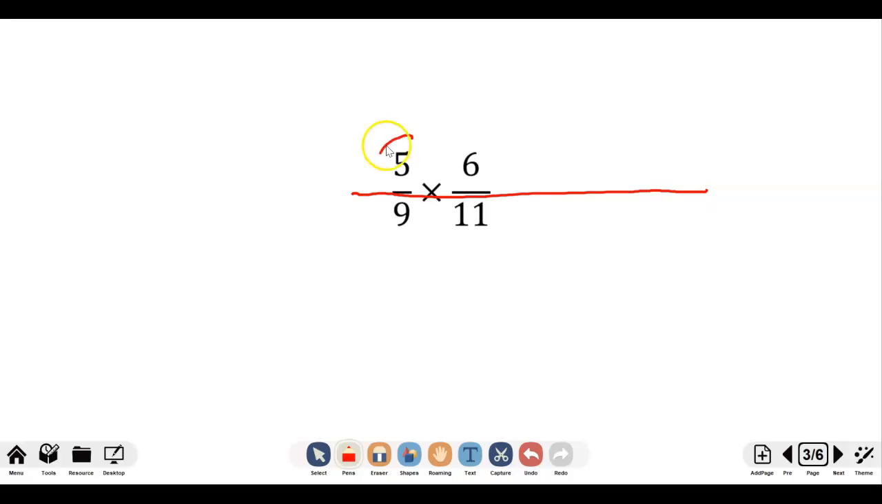So we have 5 is prime, but 6 is not. So we do a branch. And we make 6 by multiplying 3 and 2. And 3 is prime, and 2 is prime. So in the numerator, we're going to write 5 times 3 times 2.